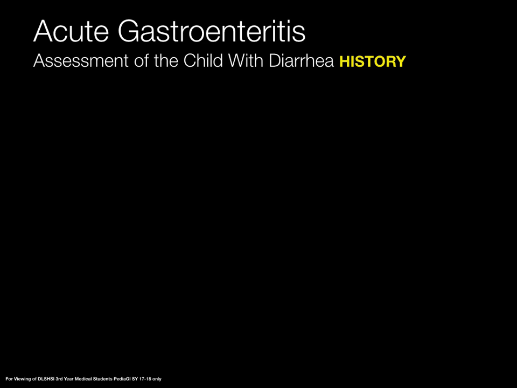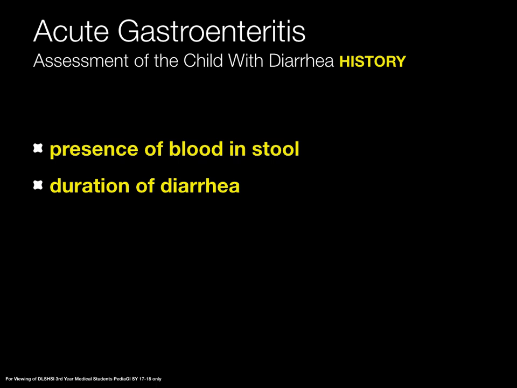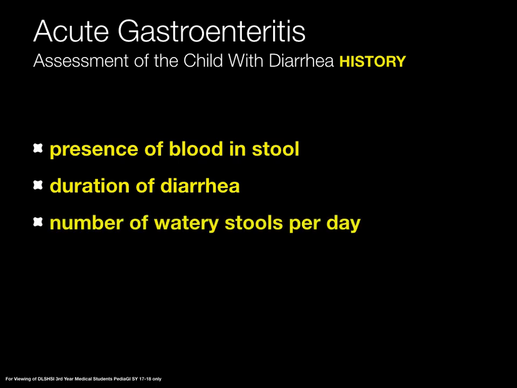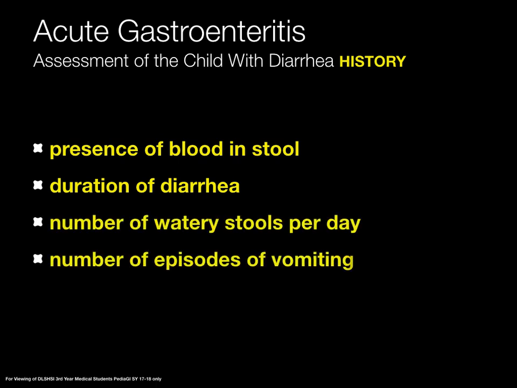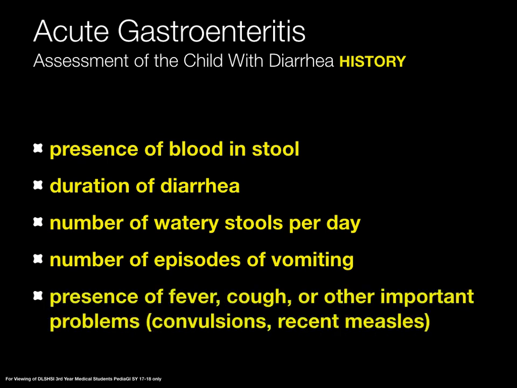Assessment of a child with diarrhea using the history. Usually there is presence of blood in the stool. You ask for the duration of diarrhea, the number of watery stools per day, the number of episodes of vomiting, and the presence of fever, cough, or other reported problems like convulsions or recent measles infection.